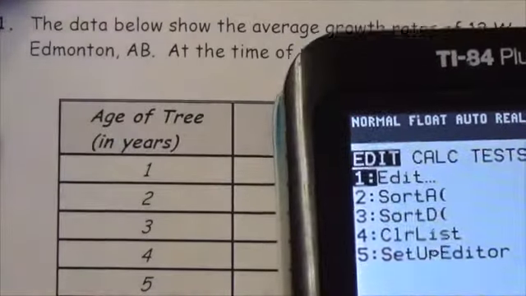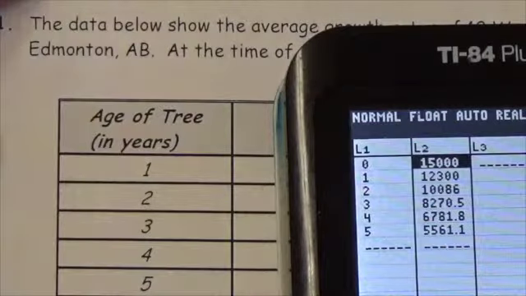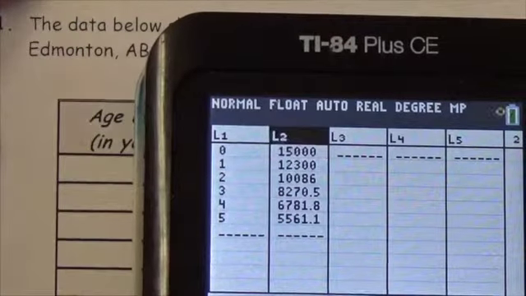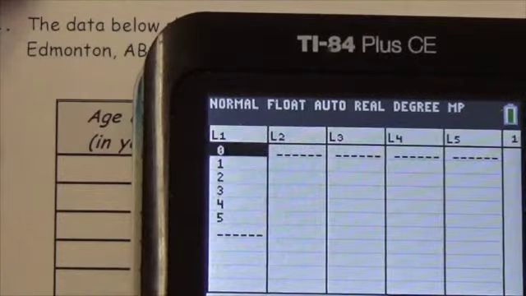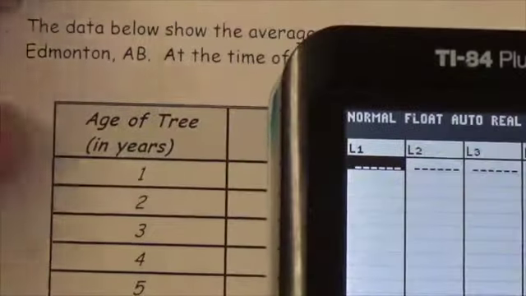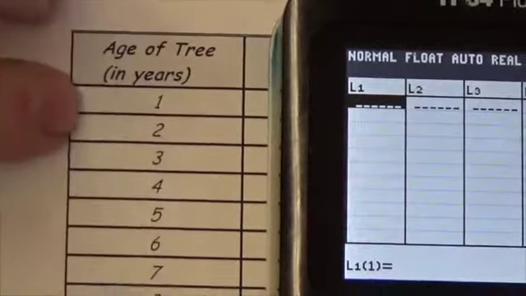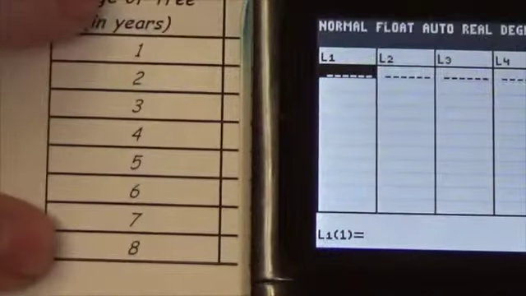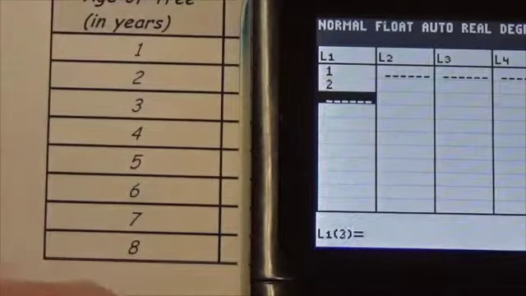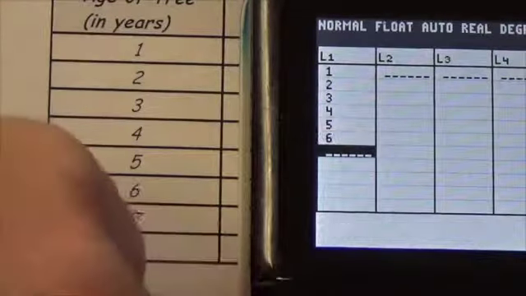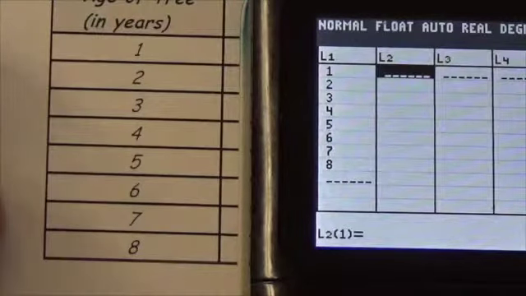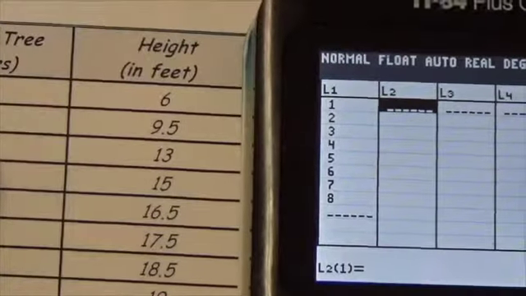So first of all, stat, edit, and then here we go. Now I've got some old data in there, so I'll go up, clear, enter, up, clear, enter. And now, age of the tree. It goes from 1 to 8 here. So here we go. 1, 2, 3, 4, 5, 6, 7, 8. Done. Nice and easy. Now here's the height of the tree.